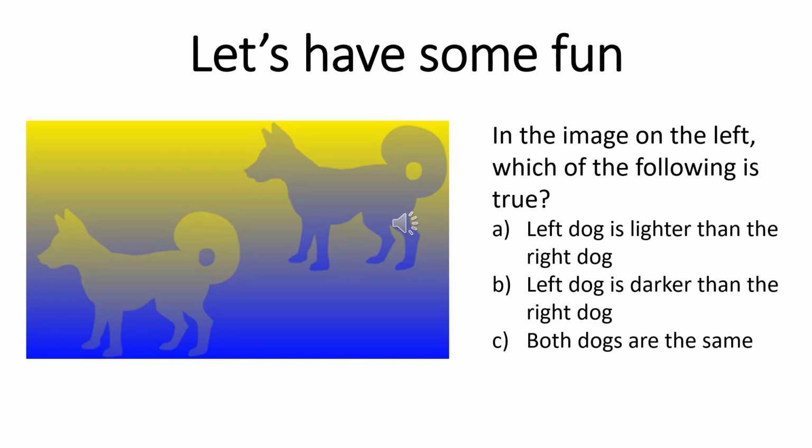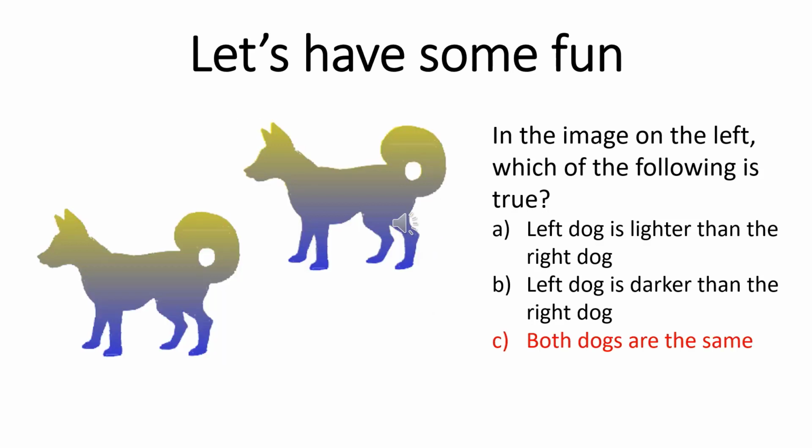So here we have a new illustration. On the image on the left, which of the following is true? The left dog is lighter than the right dog. The left dog is darker than the right dog. Or C, both dogs are the same color. So the correct answer here is C, both dogs are the same. Removing the background, the influencing factor, you can see that these two items are indeed exactly the same.